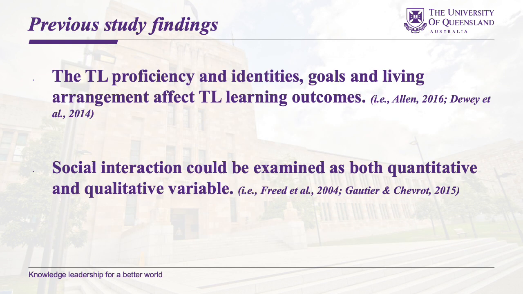Previous studies suggested that a number of factors like target language proficiency and identities could affect the language learning outcomes. Previous studies also examined that social interaction could be either quantitative or qualitative variables. In terms of quantitative, some studies identified the amount of time of language exposure as variables. From a qualitative perspective, researchers examined the intensity and durability of language interaction as variables.